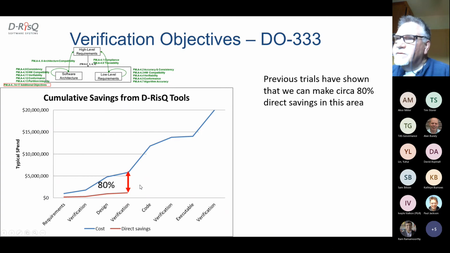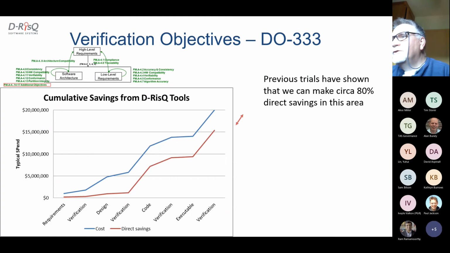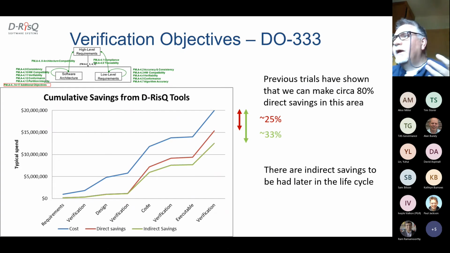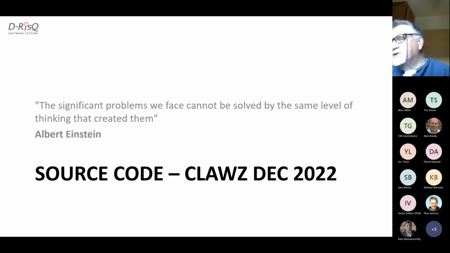Now, what does that mean in terms of the whole life cycle? It doesn't mean 80% savings for the whole of that, but it does reduce the costs by up to about 25%, just when you're looking at design verification against requirements. But inevitably, there are indirect savings because errors that would have manifested themselves right at the end have been eliminated now. So it's reasonable to claim there's about 33% saving just with those two tools and that activity up front. But we don't just want to give you that.